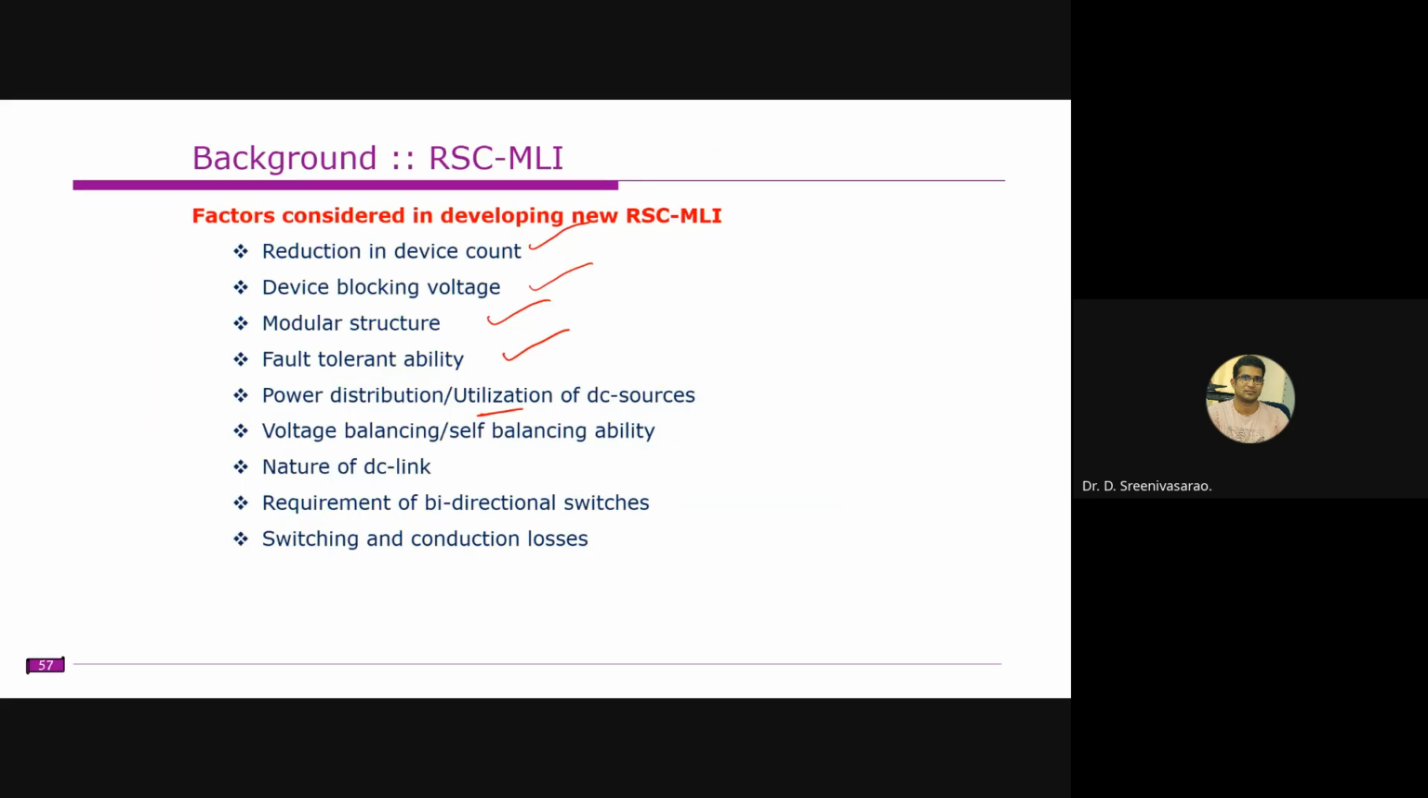So that is known as equal power distribution, or in other words, equal utilization of DC sources or batteries, voltage balancing, the nature of the DC link, the requirement of bidirectional switches, and reducing the switching and the conduction losses. These are the objectives. So that motivates the researchers to develop newer reduced switch count multi-level inverter topologies.